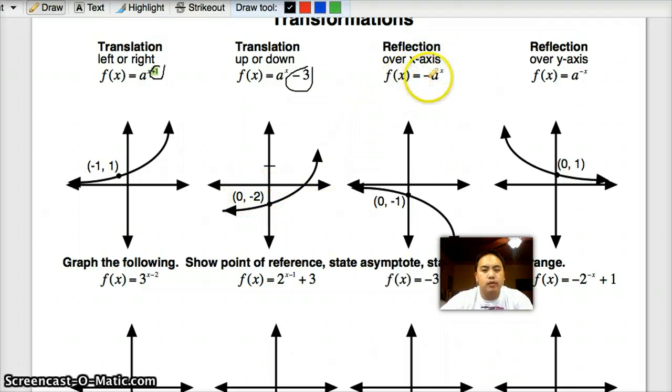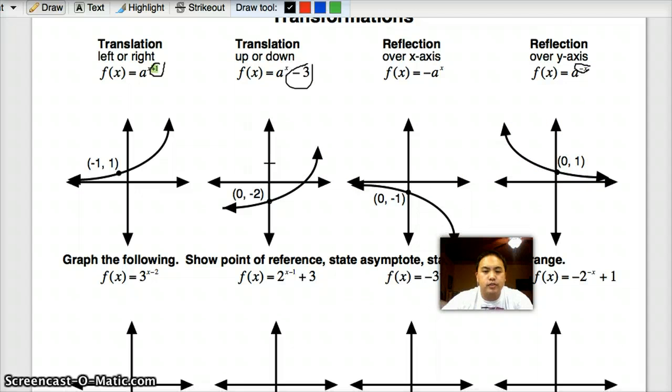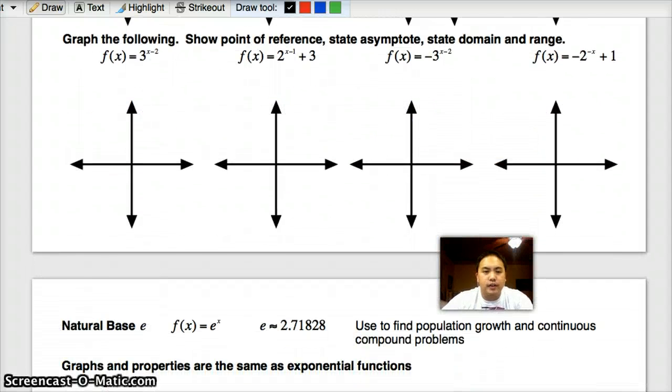The thing that most of you are confused about is the reflections. If I have the minus sign out in front, that means I flipped over the x-axis. So what was once (0, 1) is now (0, -1). And if the negative is with the x, that means I flip it over the y-axis. The asymptote is still y equals 0, but instead of going up this way, it's now going to be flipped over the y-axis and go down this way. So based on these examples, again, this is review, can you graph out the following?